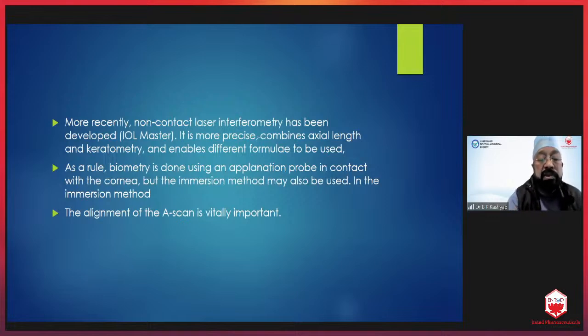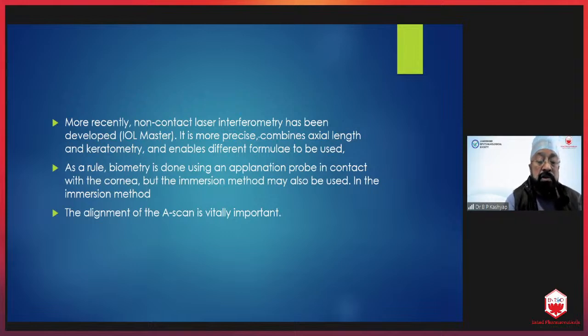But nowadays we are having a non-contact laser interferometry method like IOL Master, and now we have got a swept-source OCT method also, which combines the axial length and the keratometry, and it gives us the opportunity to use a lot of other formulas at the same time.